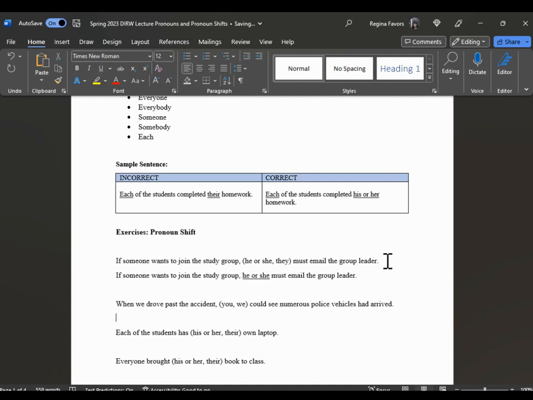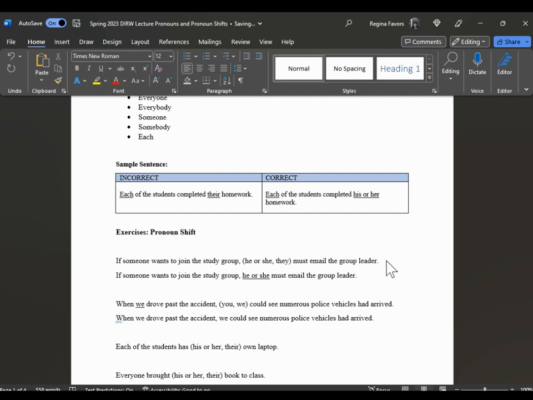When we drove past the accident, blank could see numerous police vehicles had arrived. So we already started out with a plural subject, which is we. So then the pronoun is going to stay in the we. So when we drove past the accident, we could see numerous police vehicles had arrived. So it stays the same. The we that we have here in subject position is the same we, in number and in plural, that we have in the pronoun.